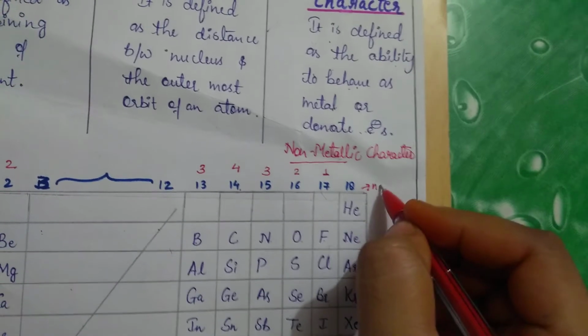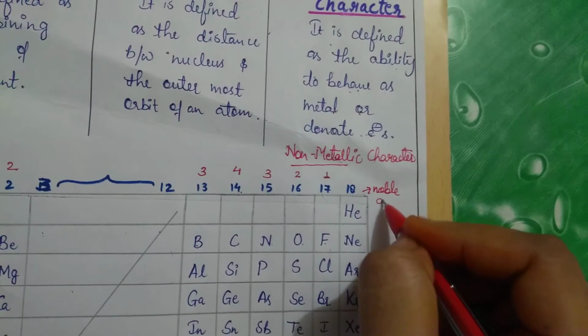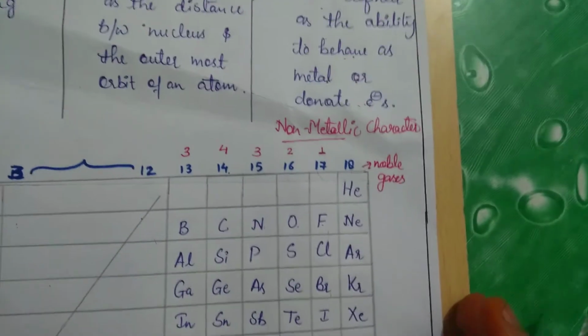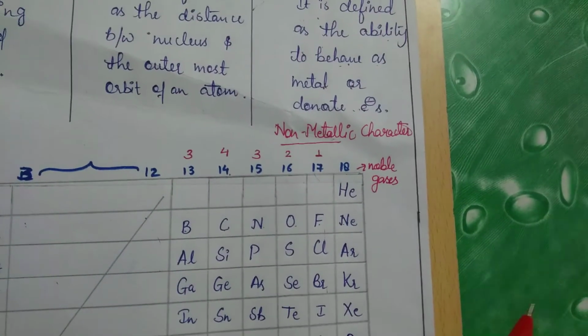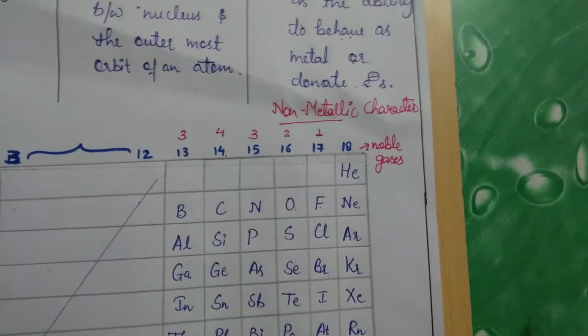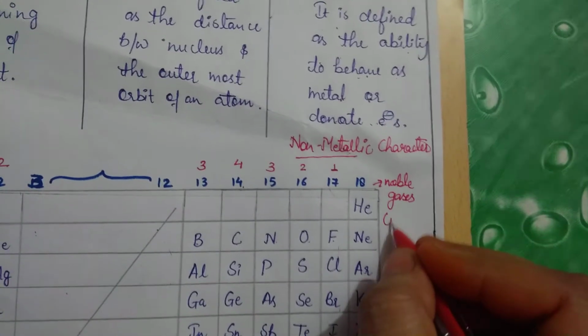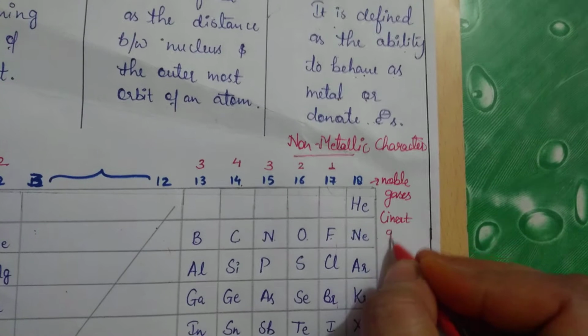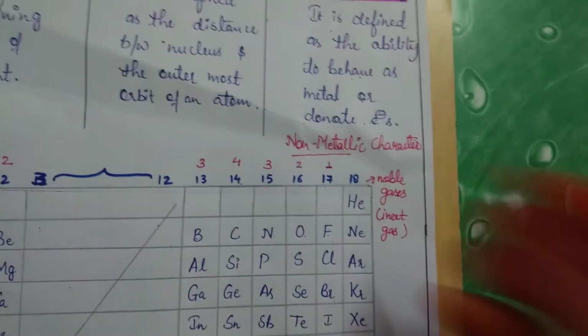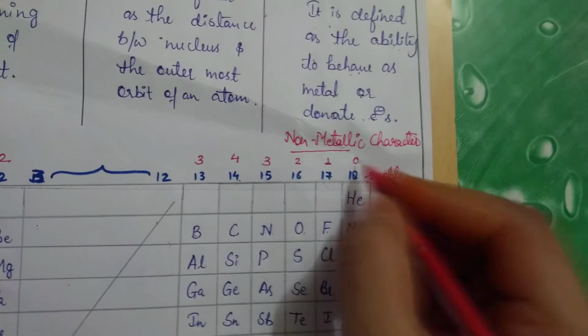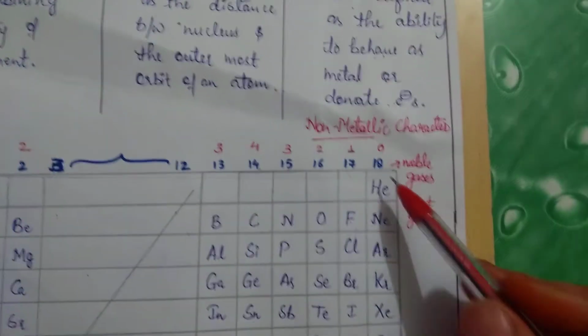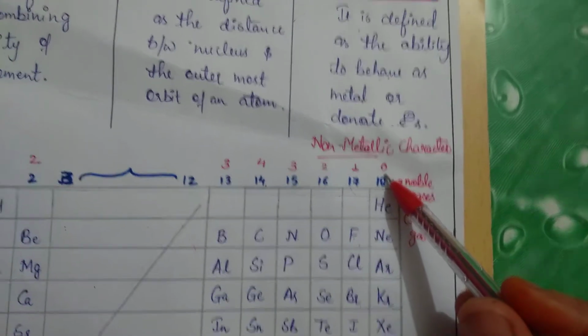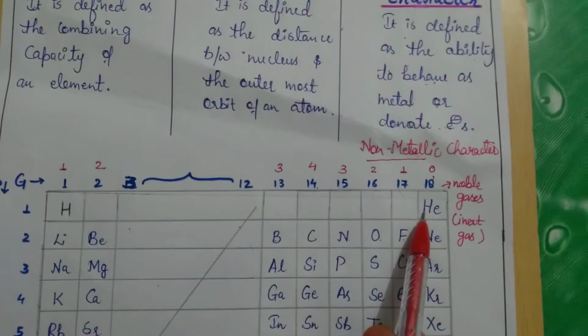You must know that group 18 elements are also called noble gases. This word noble only tells you that these gases are very noble. They do not react very easily, and that is why they are also called inert gases. Okay? So the valency of this group is 0. Since the valency is 0, it means their combining capacity is 0.